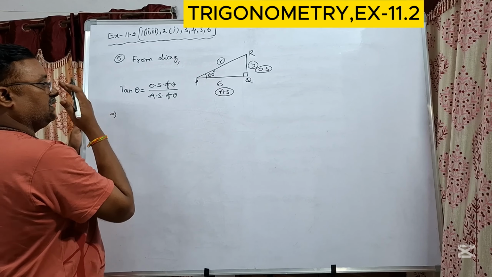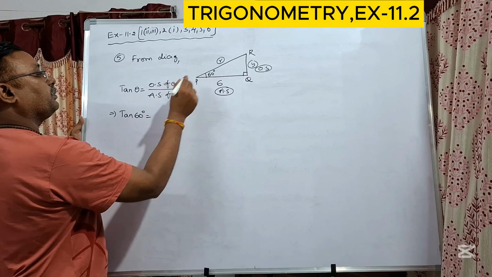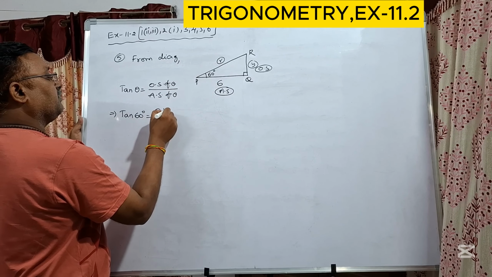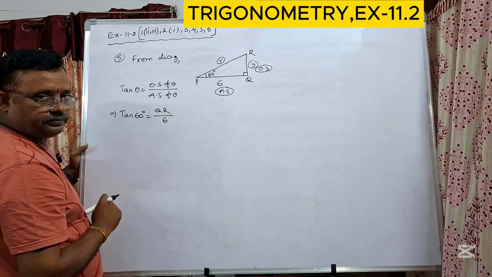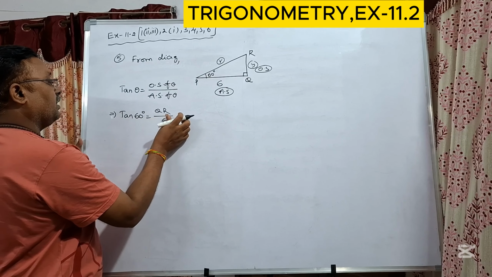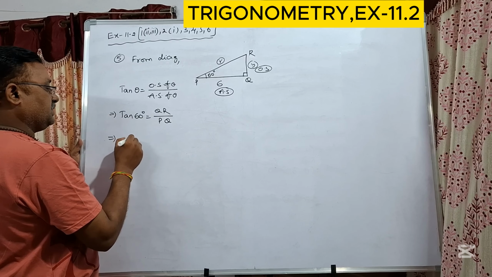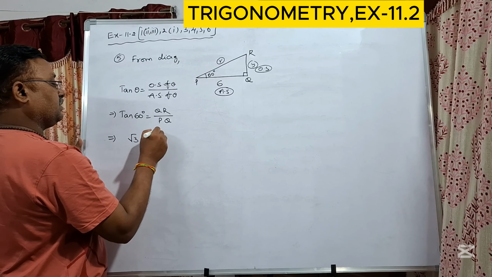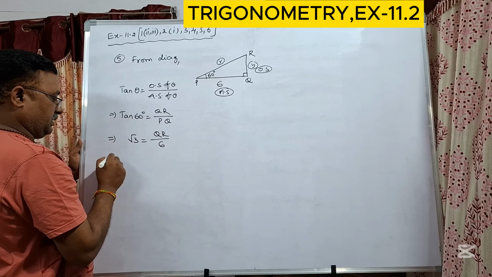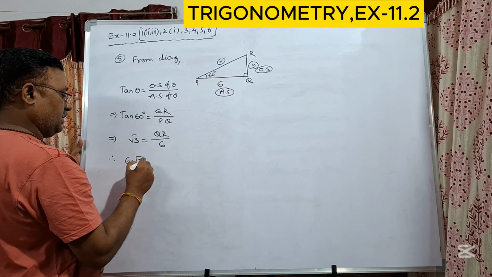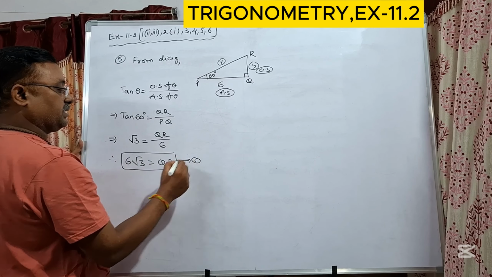This implies tan 60 degrees equals opposite side QR, which I want, I don't know, by adjacent side PQ, value 6, or you can write it PQ also. This implies tan 60, which is root 3, is equal to QR by PQ value 6. By cross multiplication, therefore 6 root 3 is equal to QR. This is the first value we calculated.